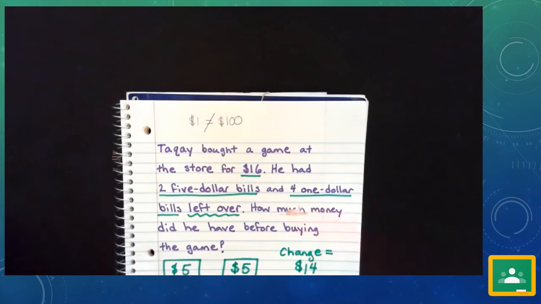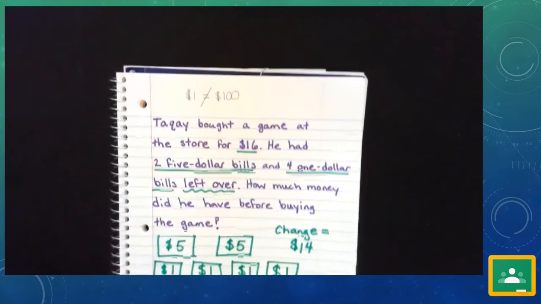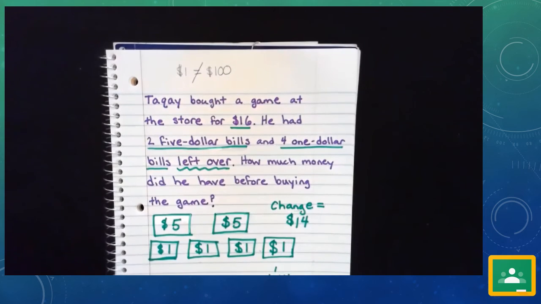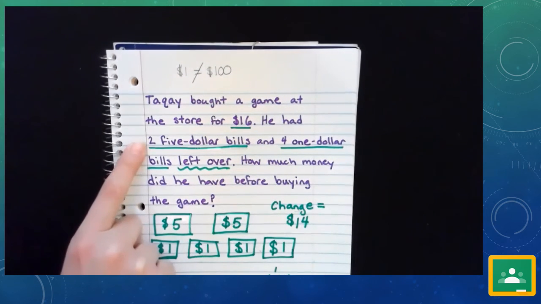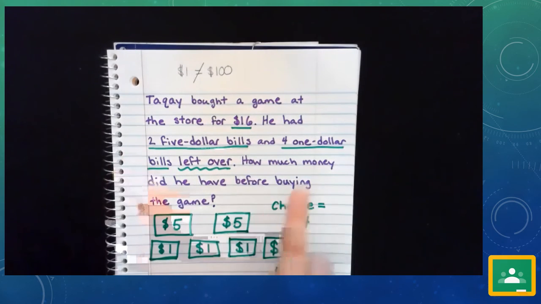So in the past, what did he have before he bought that game? So there's some information that I need to figure out before I can answer that question. And that information is how much was that leftover part. So I drew a picture. I modeled 2 $5 bills and I modeled 4 $1 bills. And after I did that, it was really easy to count. 5, 10, 11, 12, 13, 14. So the change, or what was left over, was $14.